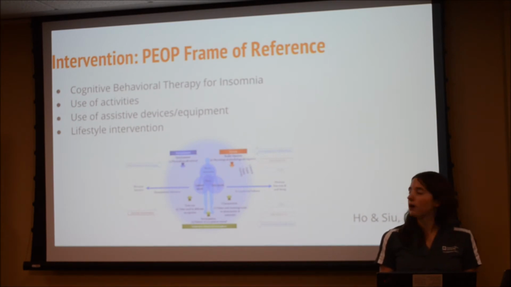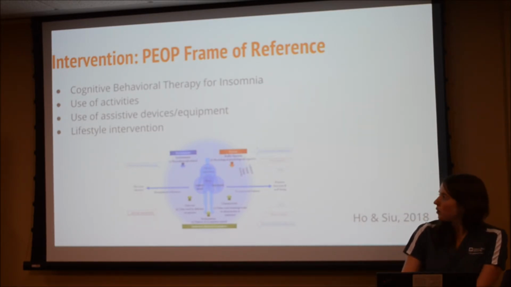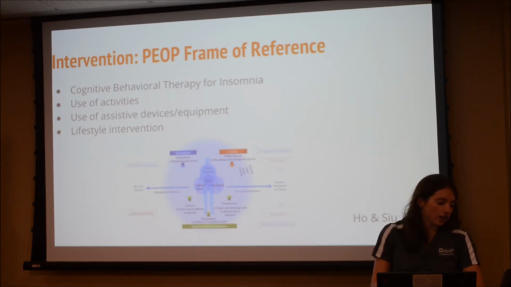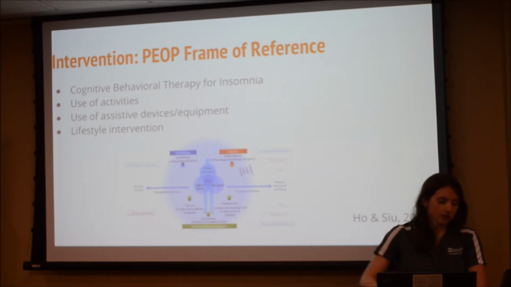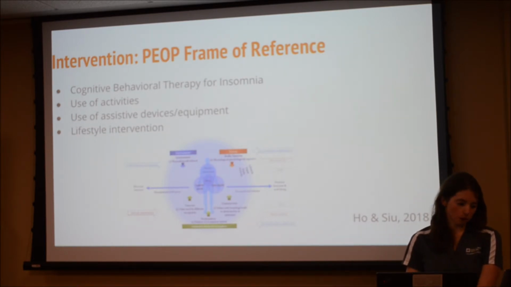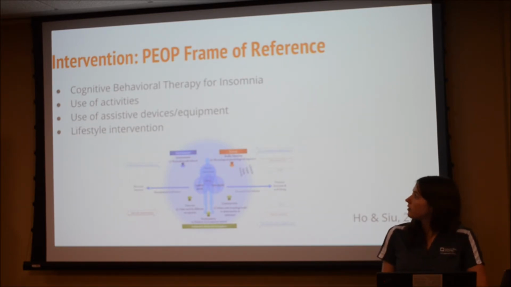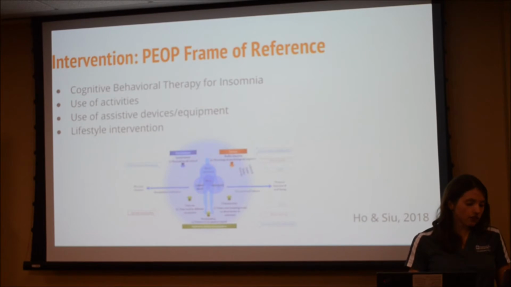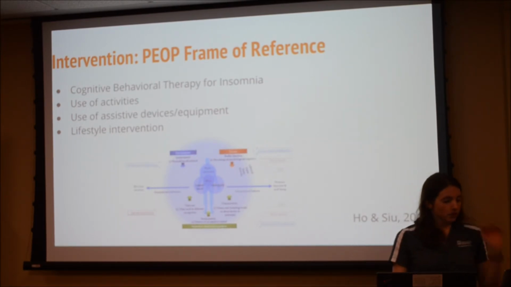Okay, so now we're going to talk about interventions for sleep disturbances for people with TBIs and PTSD. One of the ways that we can look at interventions is through the PEOP model: People, Environment, Occupation, Performance. Through this frame of reference, you get cognitive behavioral therapy, which can be used for insomnia, and we'll talk about that in a moment. You can also use activities, assistive devices and equipment, and also lifestyle interventions.